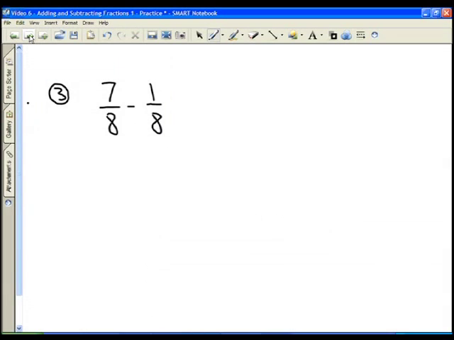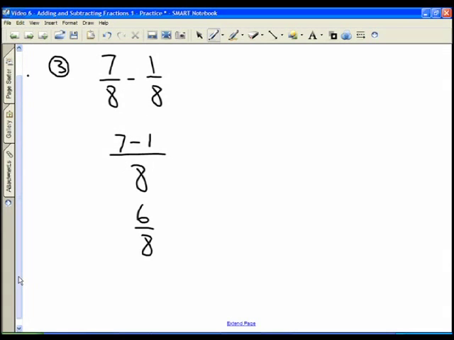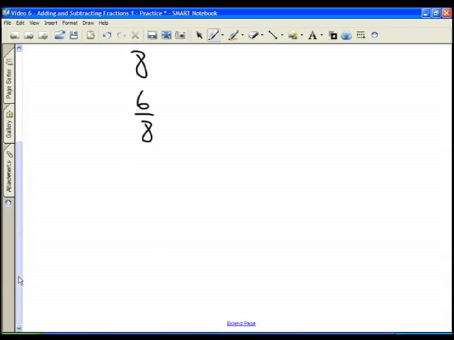And when we look at the third problem here, we have 7/8 minus 1/8, and again, we do have a common denominator of 8, and now we combine our numerators and we land up with 6/8, and 6/8 can be reduced to 3/4.